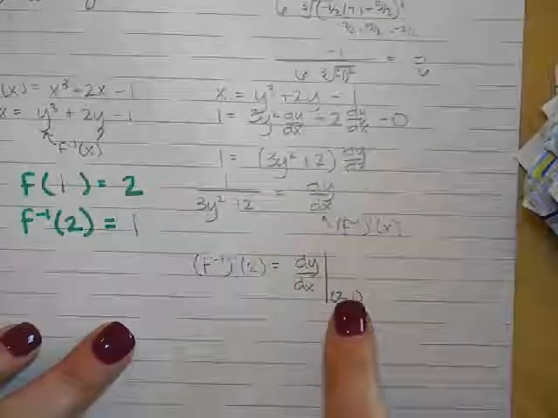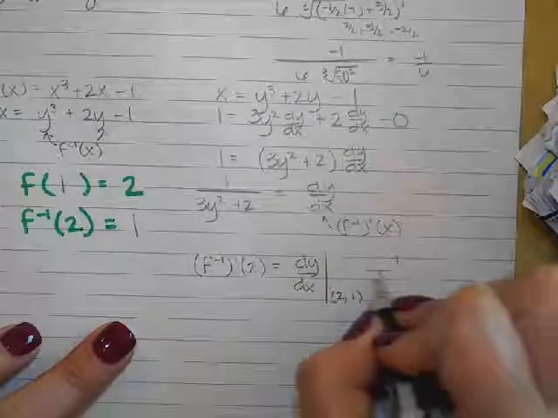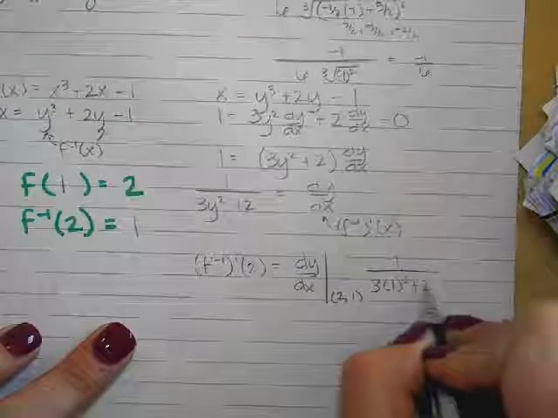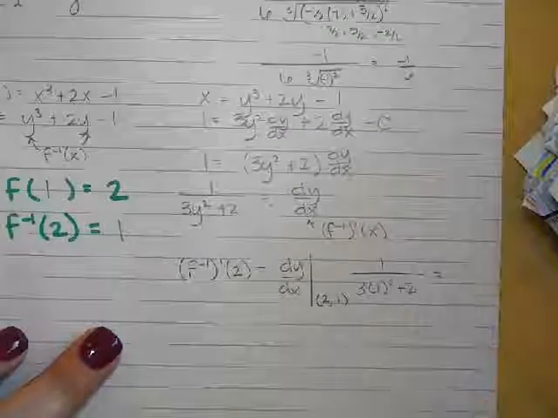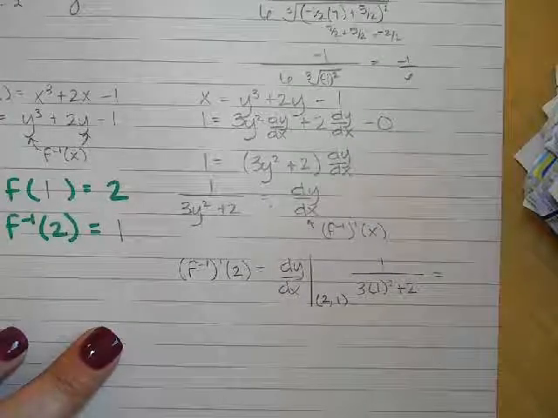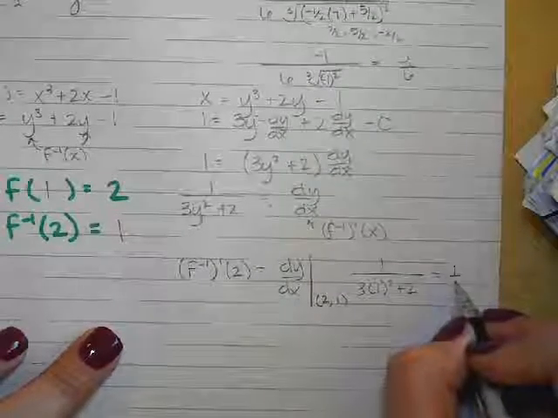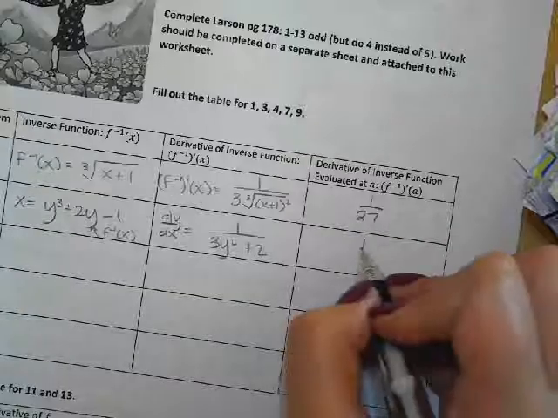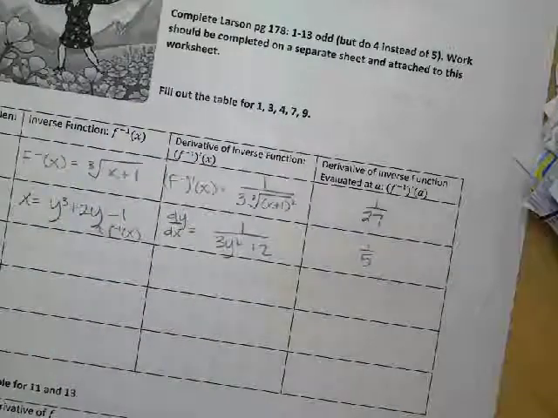Okay, so now I can say that I've got 1 over 3 times y squared plus 2, which is 1 over 5. 1 over 5. Add that to my chart, and I'm good to go.